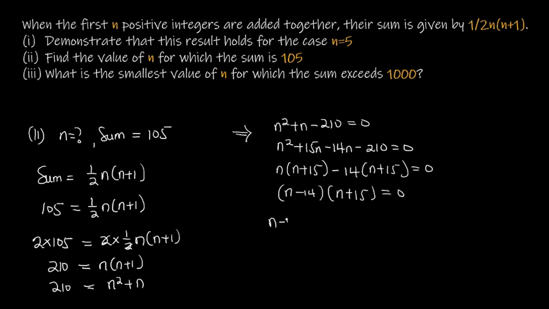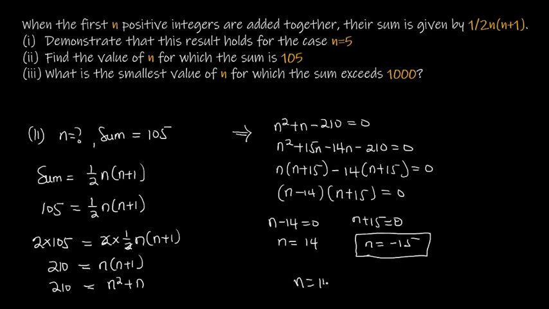So it means I have n minus 14 is equal to 0, n plus 15 is equal to 0. So my n is either equal to 14 or my n is equal to negative 15. Now we know that n is a positive integer, so we are not expecting a negative integer as our answer. So therefore it means that the value of n for which the sum is 105 is n is equal to 14.